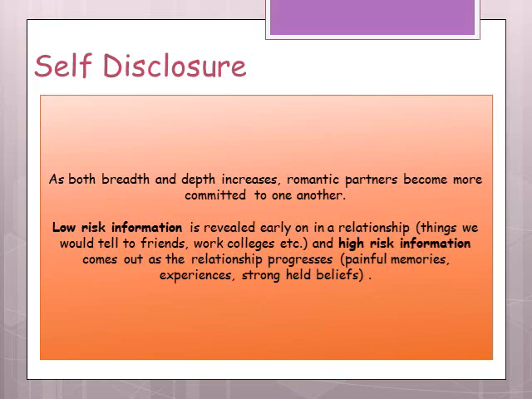As both the breadth and depth increases, the romantic partner becomes more and more committed to one another. There's the distinction between low and high risk information. So low risk information is revealed at the early stages of the relationship. These are things that we would tell work colleagues and friends, whereas high risk information starts to be revealed at a later stage. So they're painful memories, strongly held beliefs and experiences, maybe some attitudes and values.